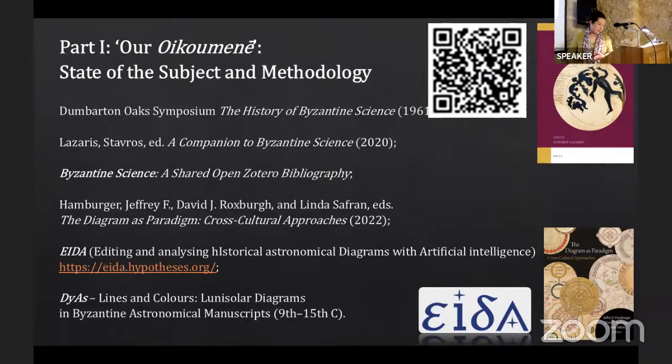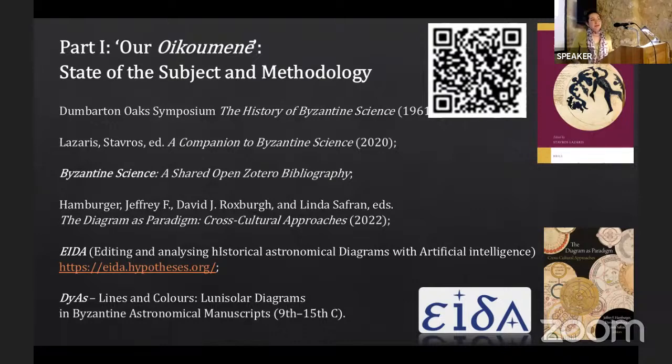And then the second field is that of the study of diagrams, which is a new theme for Byzantinists. It was first introduced by Linda Safran. And then there was a symposium again at Dumbarton Oaks, and you can see the resulting publication, The Diagram as Paradigm, that was published afterwards. I have also listed the projects I'm part of, but Marinos already mentioned them, so I won't repeat that. So that's the state of the field.